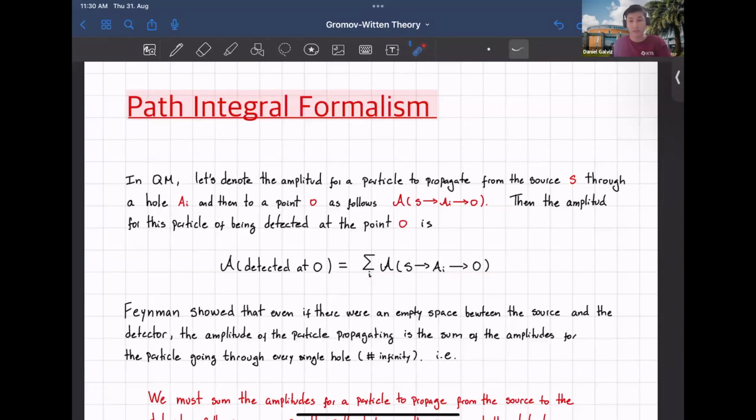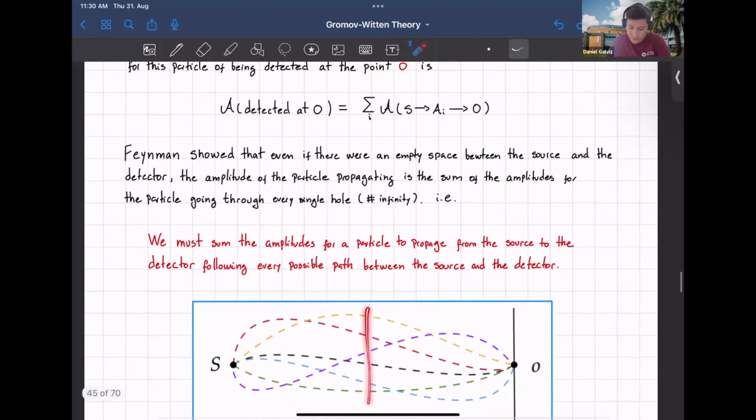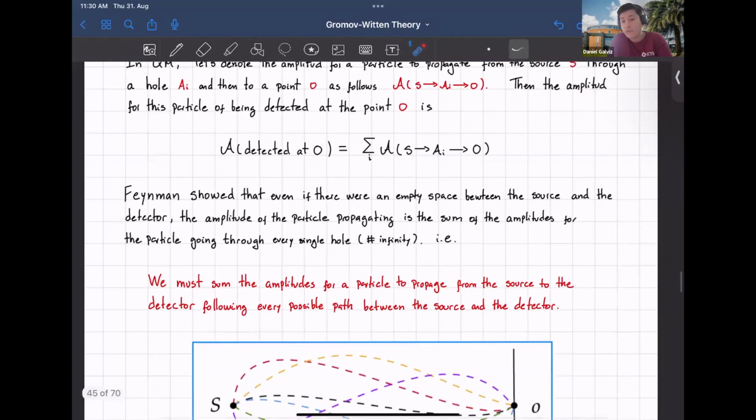So Feynman had the brilliant idea of saying, okay, this will be the same experiment, but when you don't have any of the holes, it's just empty space. But you have to really match it with the case when you have two holes or one hole, because this is a very important experiment in physics where you have this wave behavior of quantum mechanics.